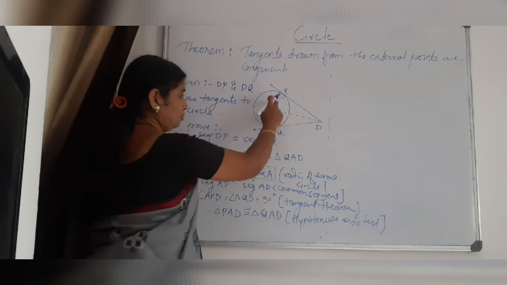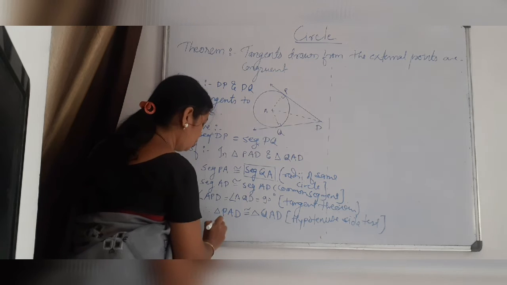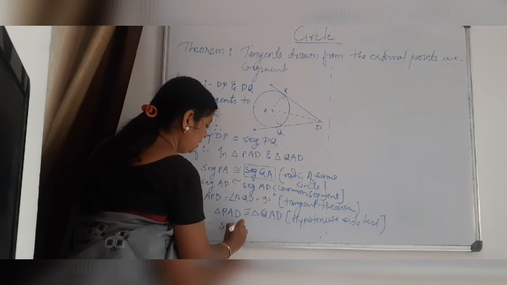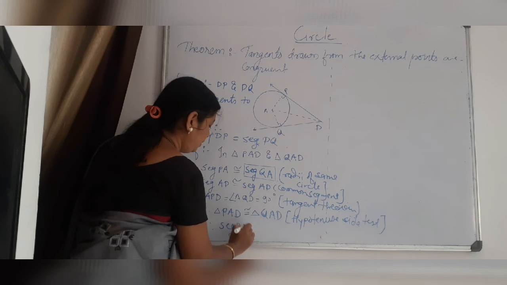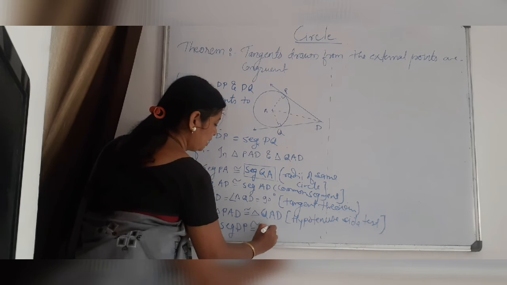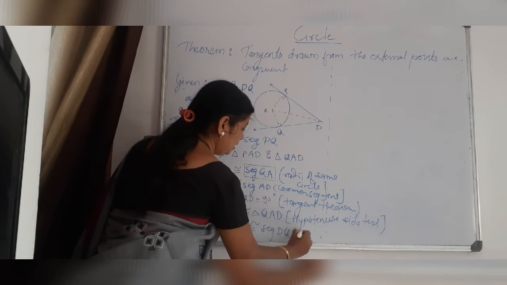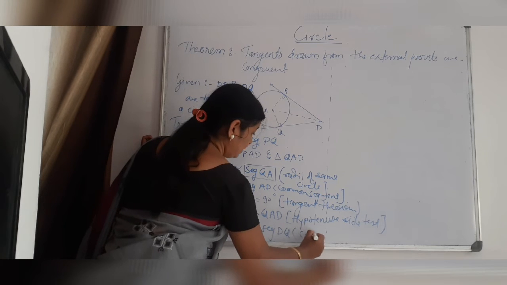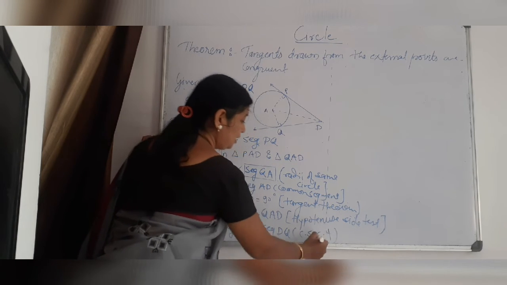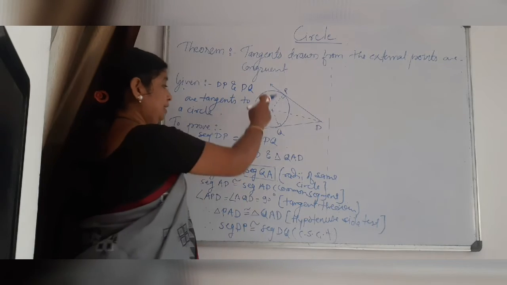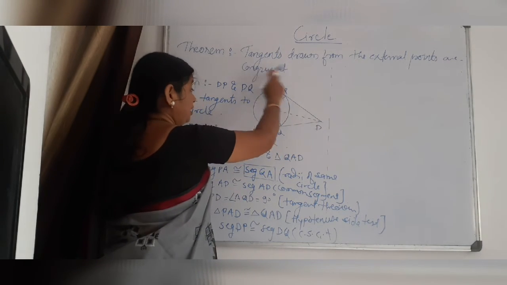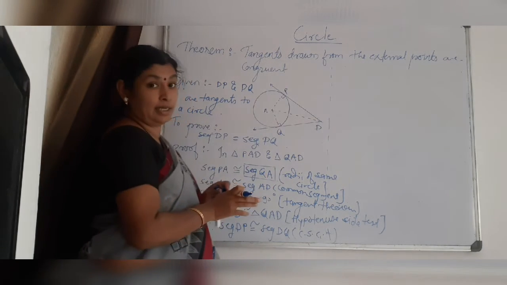Now if triangles are congruent, their remaining elements are also congruent, and therefore segment DP is congruent to segment DQ. What is the reason? CSCT, corresponding sides of congruent triangles. In this way we prove that tangents drawn from an external point are congruent.